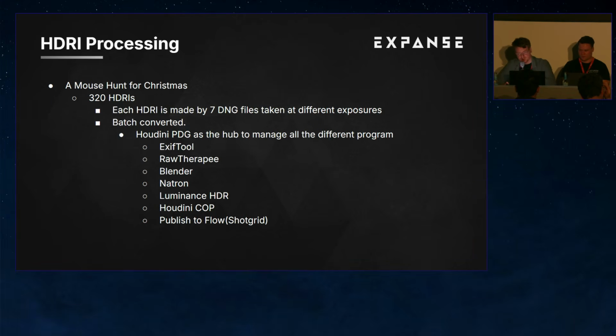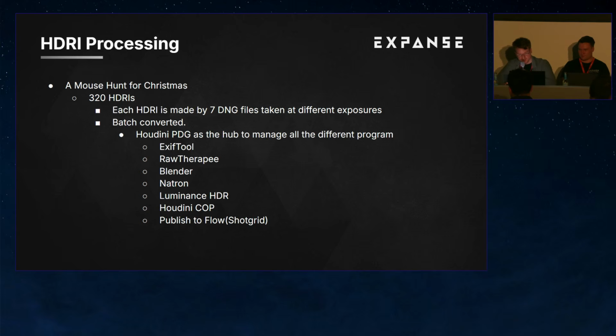Before I show our Solaris setup, I will talk about HDRs. On our VFX project, we always try to get the HDR for each location and new light setup. On the mice movie, we ended up with 320. Each HDR is made by 7 DNG files taken at different exposures.